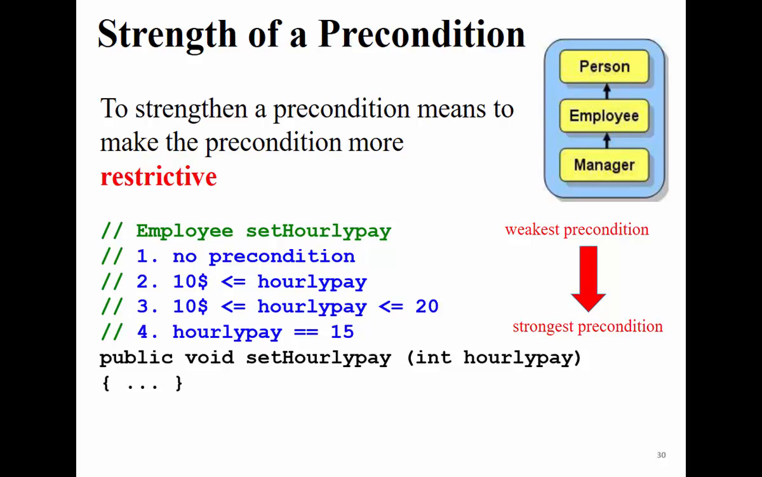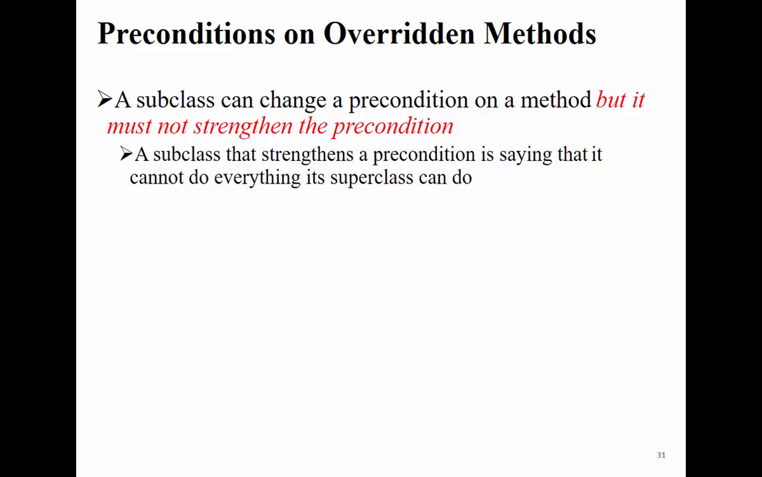But the strongest one is a specific one. You say only $15 is acceptable. Okay? Otherwise, we're going to reject. So these are the stronger conditions. This is one of the main facts: the subclass can change the precondition, but it must not strengthen or restrict the preconditions.